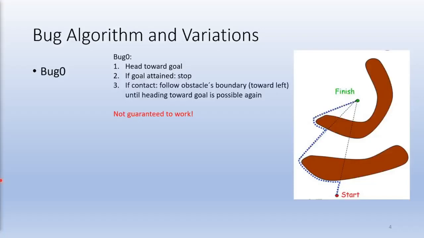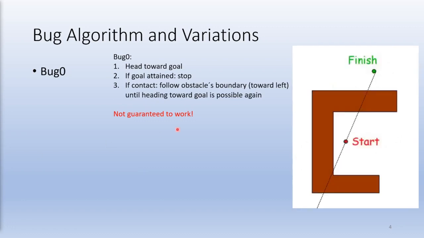The answer are bug algorithms. There are three basic ones of them. Let's start with bug 0. The algorithm is as follows. We first start at our start point and we head towards our goal until we hit an obstacle. If we hit an obstacle, we turn left in this case. There are also right-turning bug algorithms. We follow the obstacle until we can head directly towards the goal again. This process is repeated over and over again until we hit our finish line.